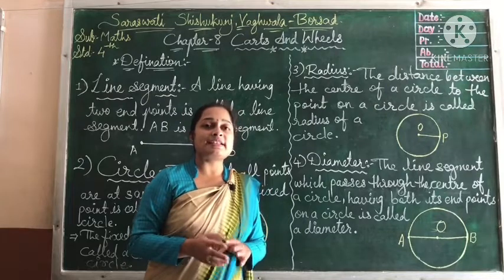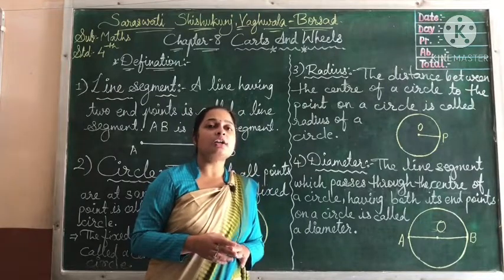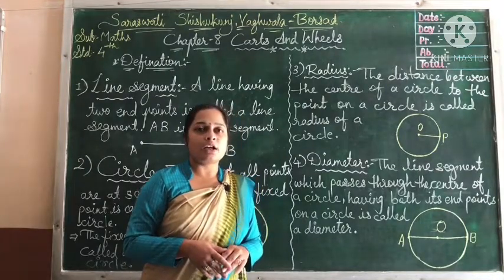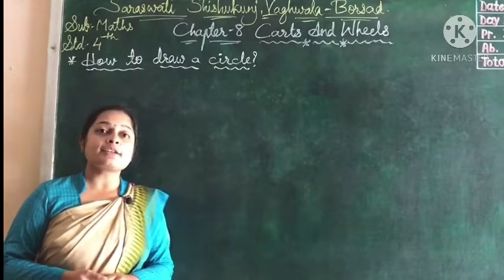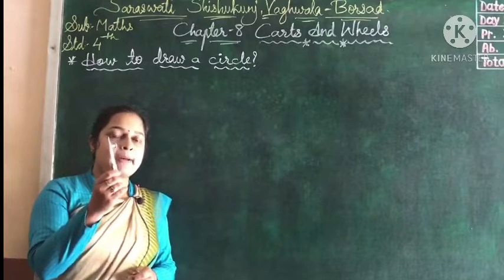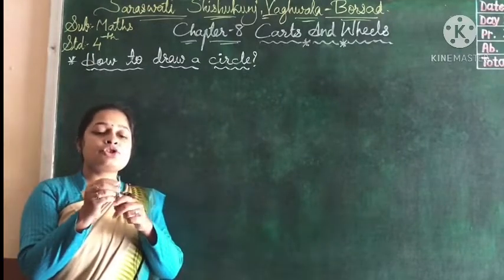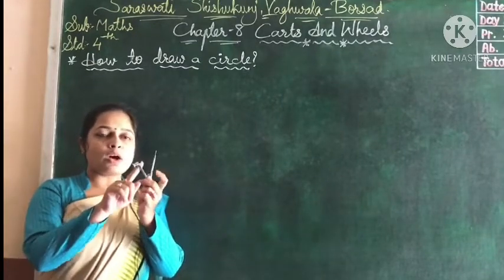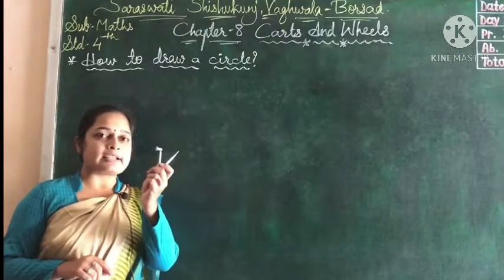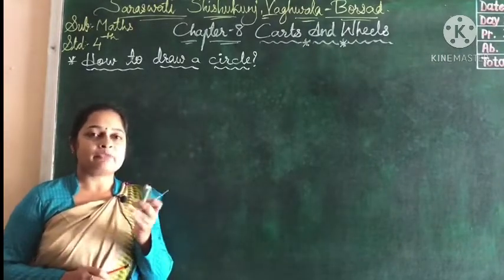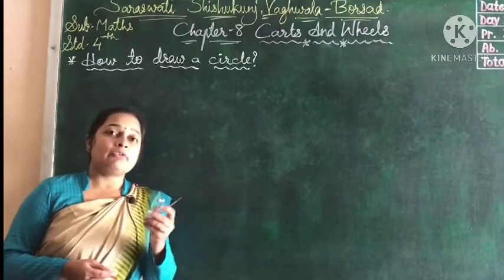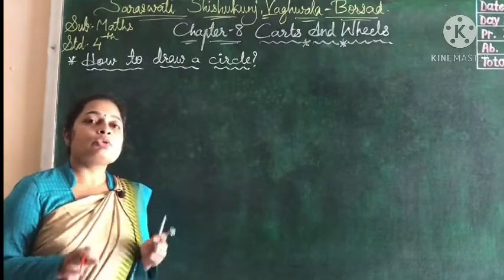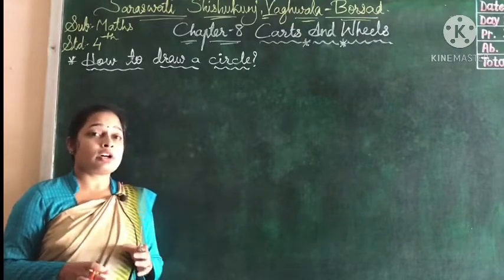Now let's see how to draw a circle using a compass. To draw a circle we have to use a compass. A compass has two arms. One arm is a metal arm and the second arm is called a pencil arm, which is connected by a hinge. We have to go step by step to draw a circle.